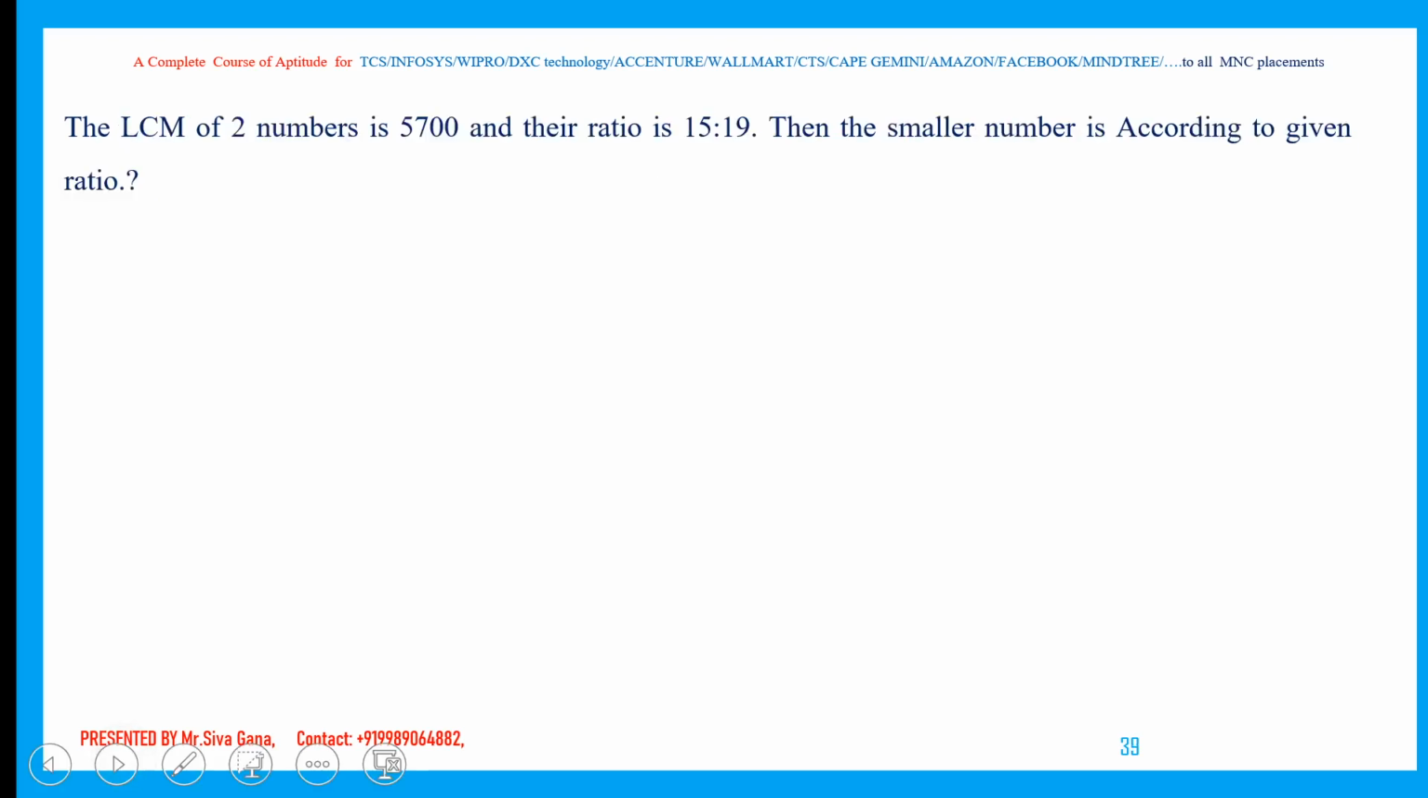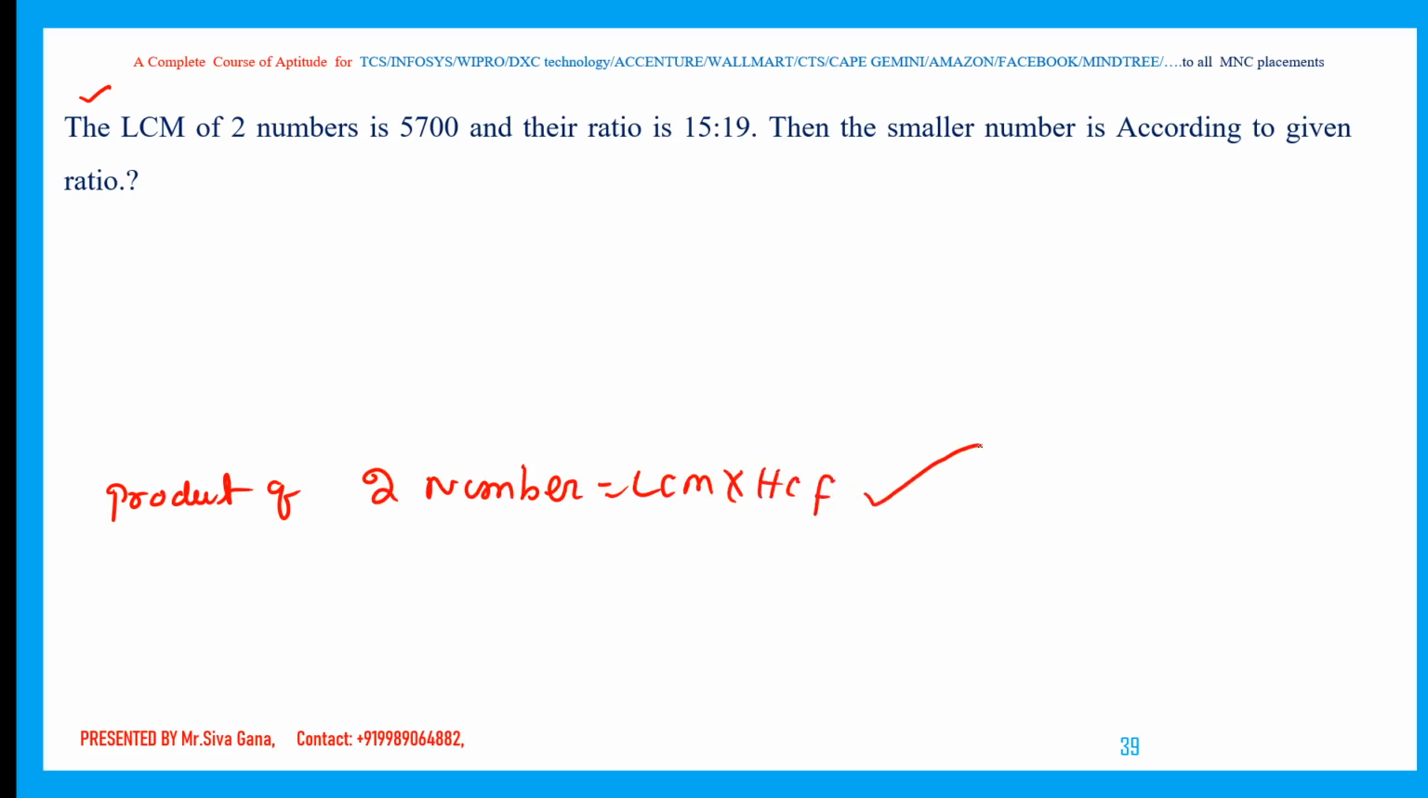The LCM of two numbers is 5700, their ratio is given. Remember, for the most important questions of this type you need to remember two important properties. The product of the two numbers is equal to the LCM of the two numbers into the HCF of the two numbers. This is one of the properties you should remember. Now the next property is a very important property.